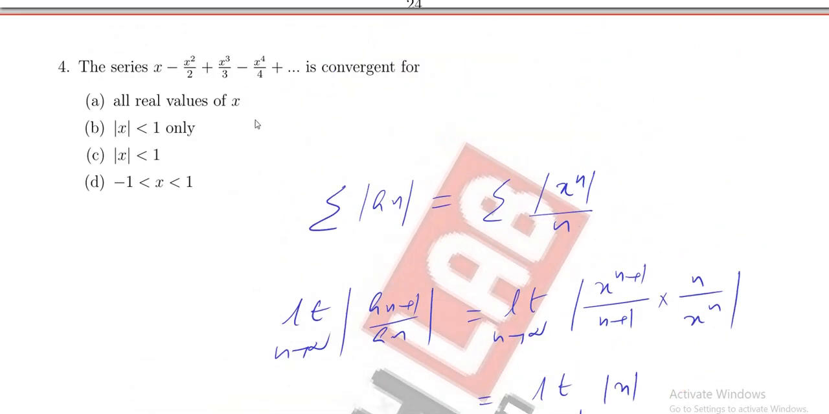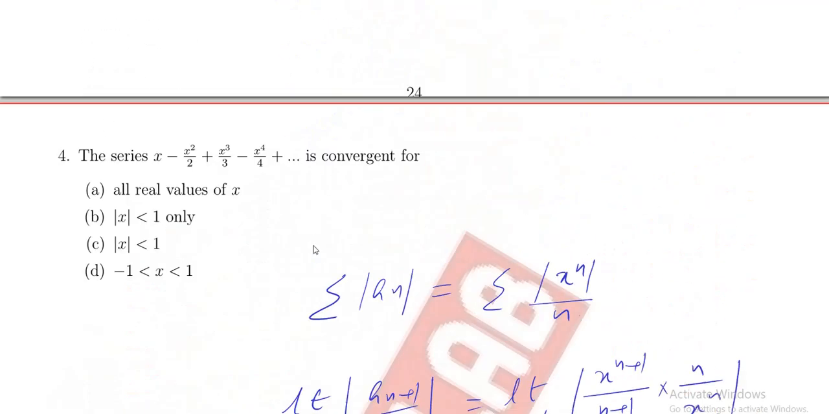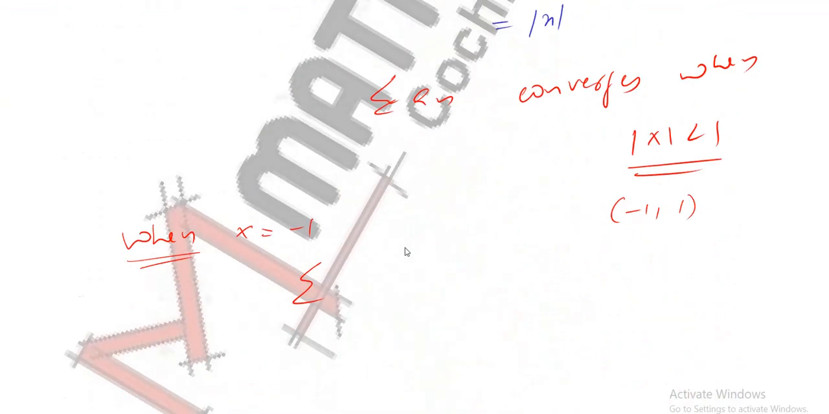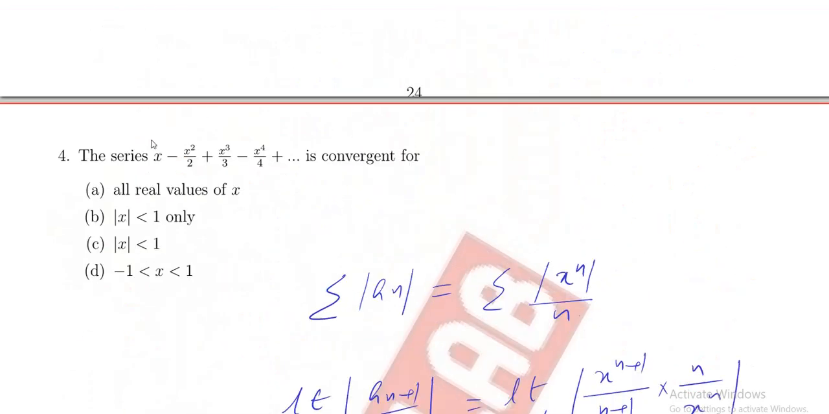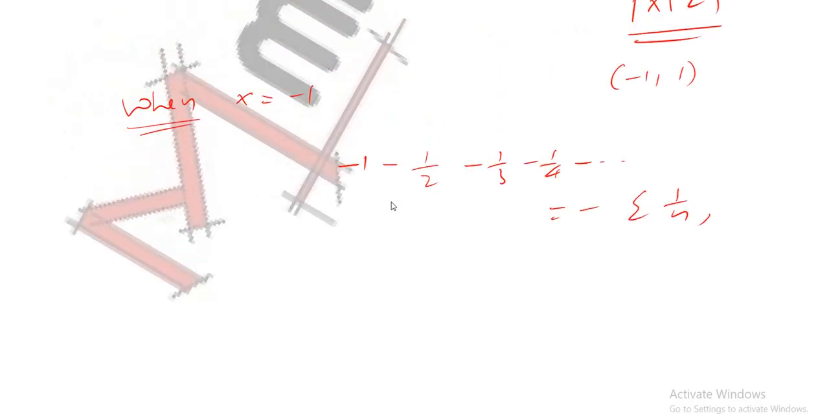Now the thing is that you have to check, actually mod x less than 1 means all values from minus 1 to 1, and that does not include minus 1 and 1. So that has to be checked separately. So when x is equal to minus 1, it looks like this: minus 1 minus 1 by 2 minus 1 by 3 minus 1 by 4 and so on. First term becomes minus 1, the second is again negative 1 by 2, third is negative, fourth is negative, and so on. So this is nothing but negative sigma 1 by n. The series is divergent.